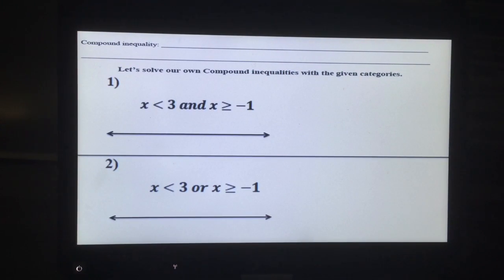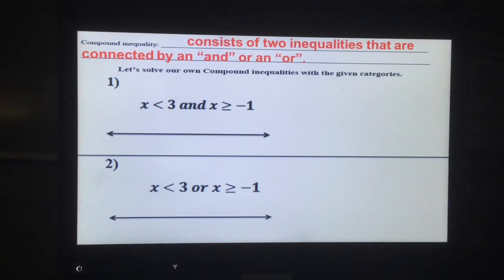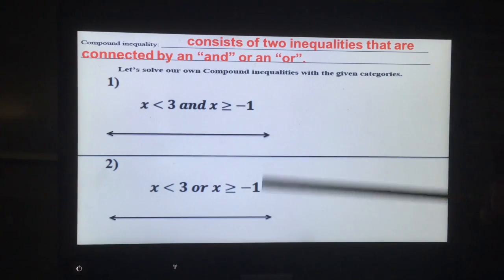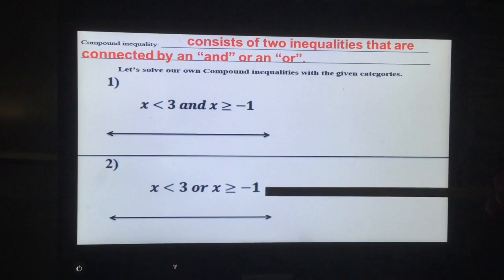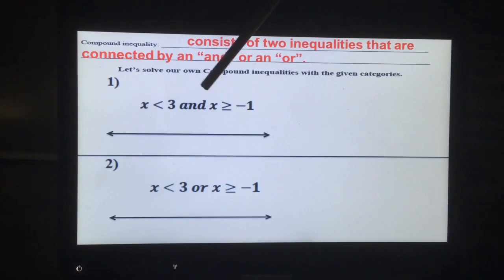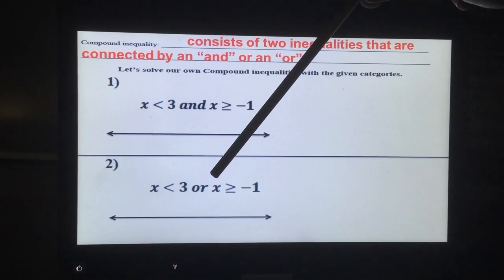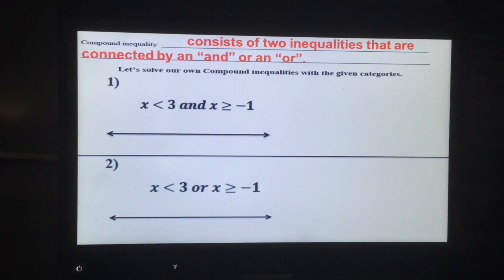Now let's go ahead and write down the definition of a compound inequality. A compound inequality consists of 2 inequalities that are connected by an and or an or. And as you can see here, number 1 and number 2 are both the same. The only thing that's different is number 1 has an and, number 2 has an or. So this is what it's going to look like when you graph a compound inequality.